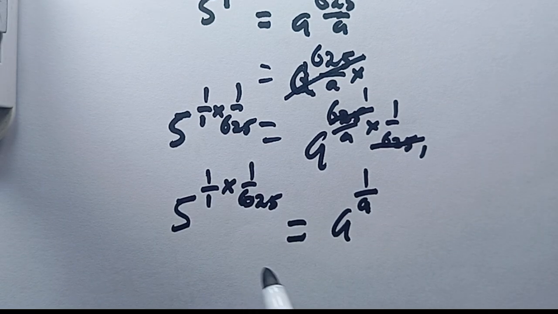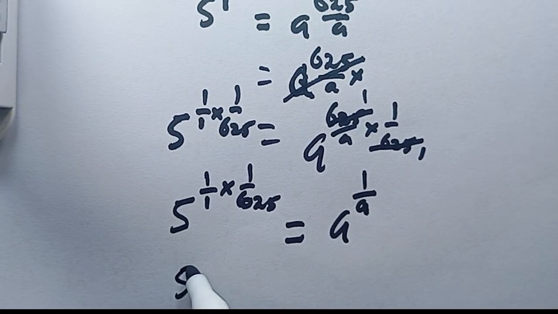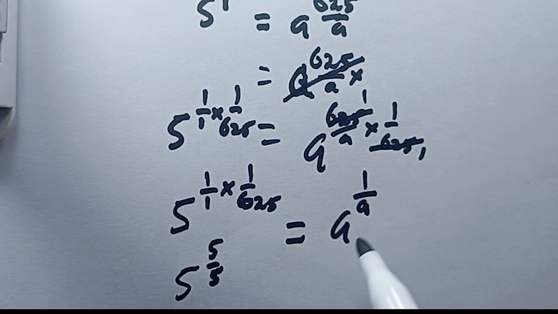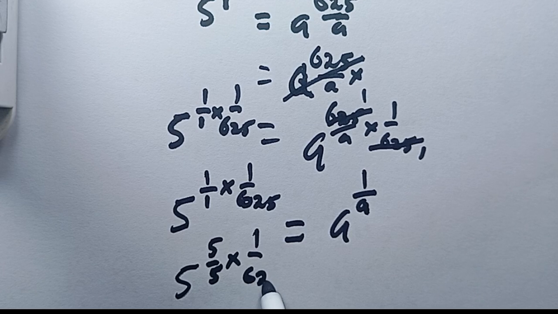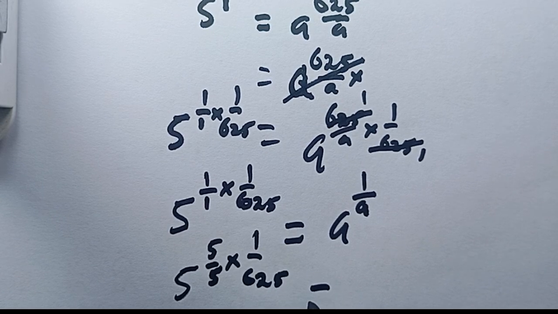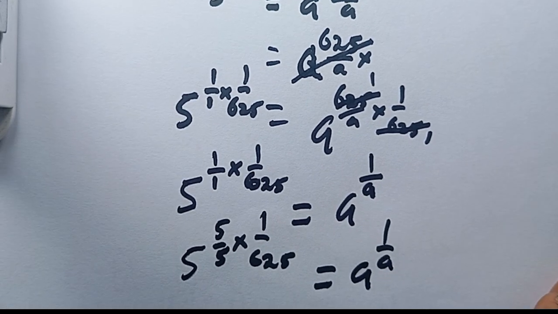So what I'm going to do next is to rewrite this 1 over 1 here as 5 over 5. This is going to be important as we proceed here. You will see the usefulness as we proceed in the solving. Okay, so this will still be equal to a power 1 over a.